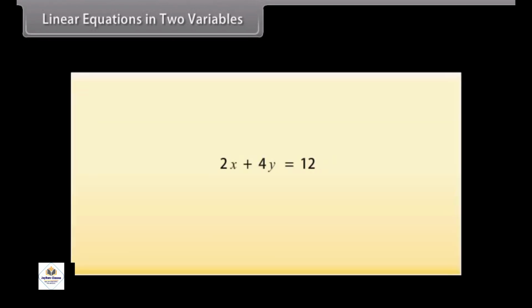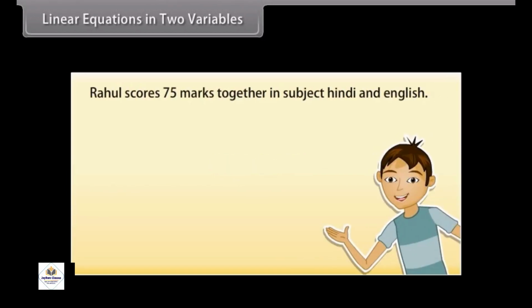Linear equations in two variables. A linear equation can have more than one variable. Here we will study about the linear equations in two variables. Let's take an example. Rahul scores 75 marks together in subject Hindi and English. Now how can we express this information in the form of an equation?